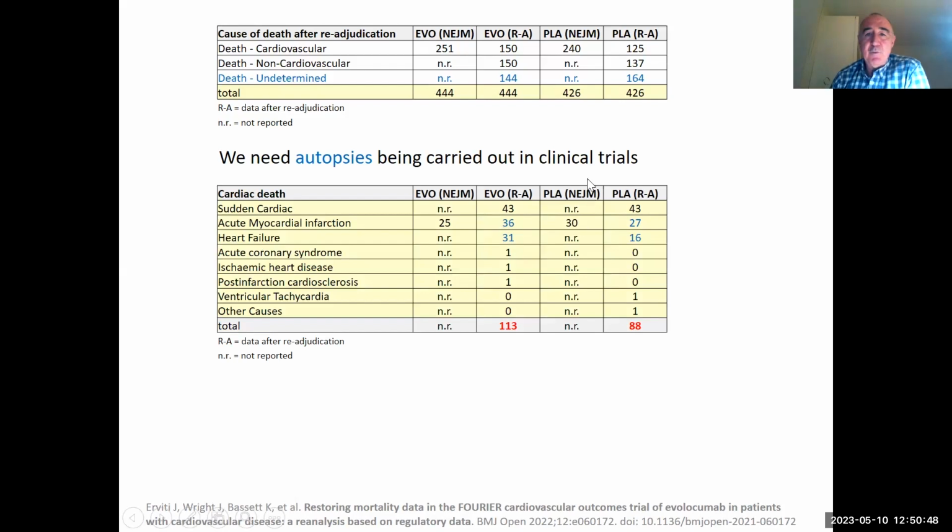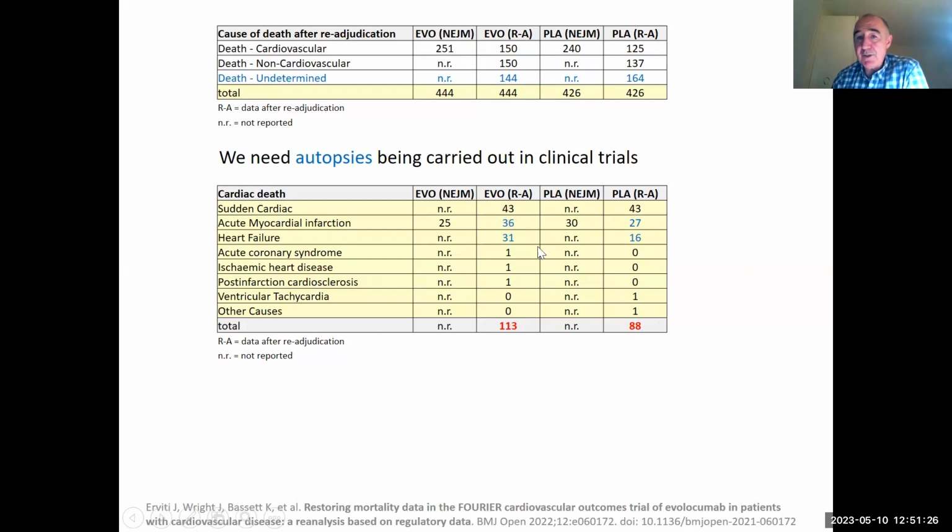And if we take the overall information and split it into cardiac and vascular deaths, we can see that cardiac deaths in the evolocumab group accounted for 113 cases, while it was 88 in the placebo group. So there's a clear imbalance, and there were more cases of myocardial infarction and heart failure.